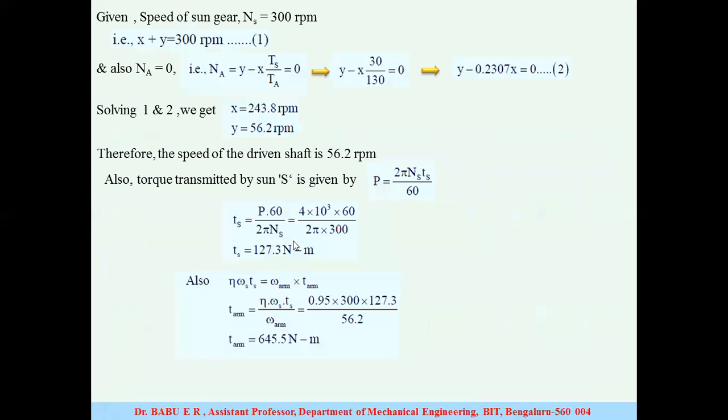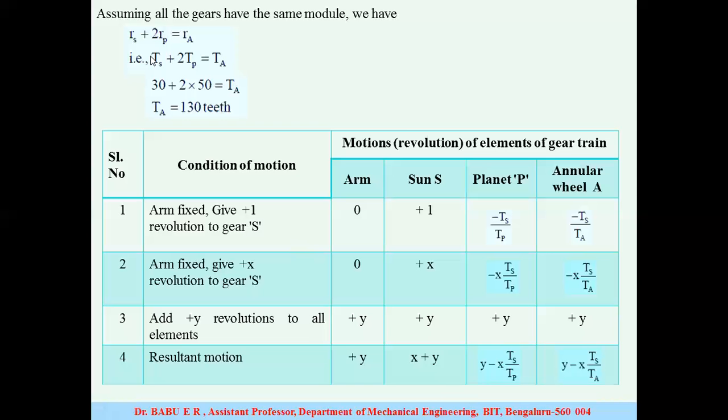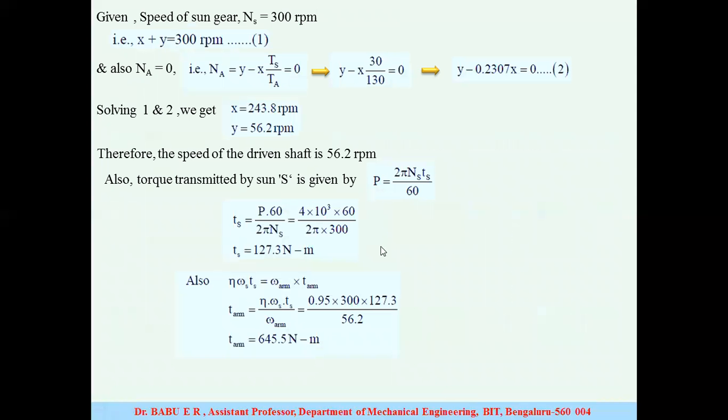Okay. Now go for the given data. So the speed of the sun gear. He has given ns equals 300 rpm. But from the table, the speed of the sun gear is x plus y. Therefore, x plus y equals 300 rpm, called equation number 1.